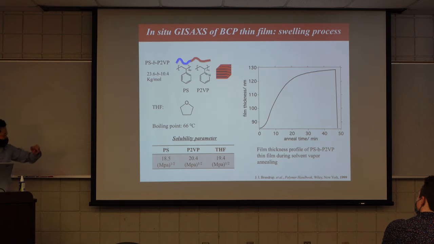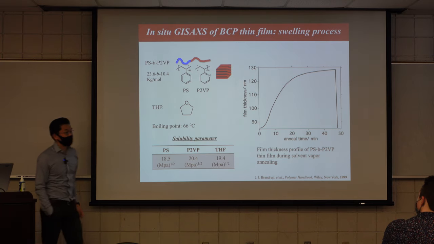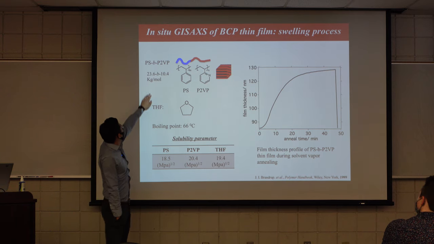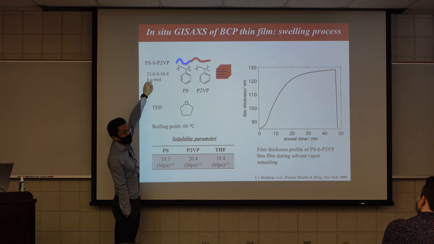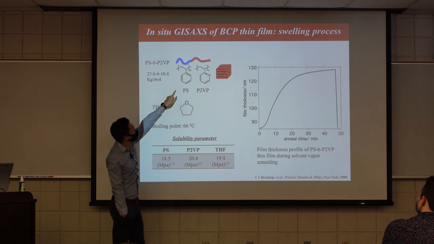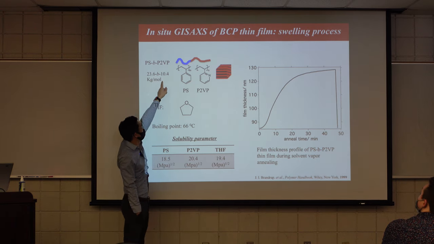I'll go through one example within the next 10, 15 minutes. So this is what we did for polystyrene-poly-2-vinylpyridine. It's about 34 kilodalton combined molecular weight. Polystyrene is the majority, has 70% of volume, and P2VP is the minor block, has about 30% of volume.